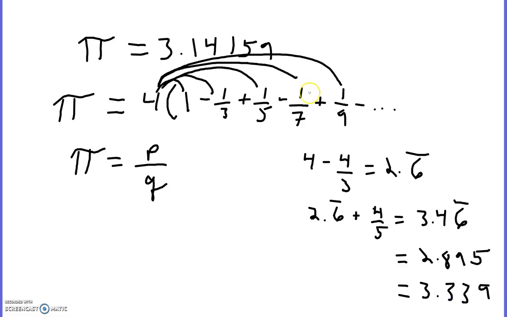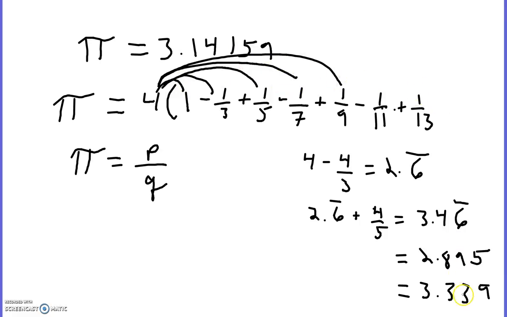Now I've only gone out, keep in mind, to 4/9. Then we're going to subtract from that. What comes next? You guessed it. Subtracting 4/11, adding 4/13, and so on and so forth. So when you're doing it in your calculator, you do 4 minus 4/3 plus 4/5 minus 4/7 plus 4/9, and so on and so forth.